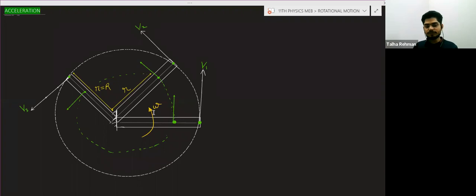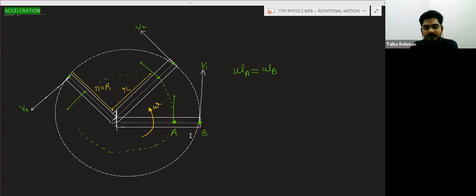And this rod is rotating with an angular velocity of omega. I have told you the angular velocity of all the particles will remain the same. So suppose this is particle A and this is particle B. The angular velocity of particle A is always equal to the angular velocity of particle B. Angular velocity will be the same.